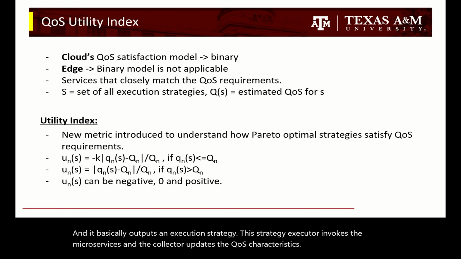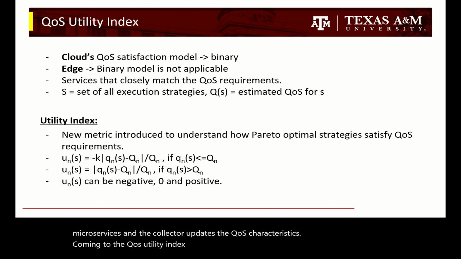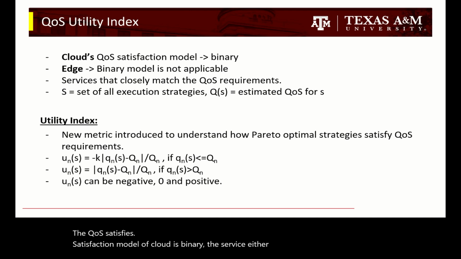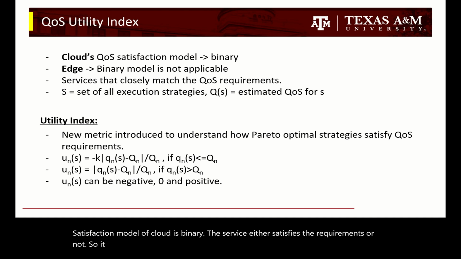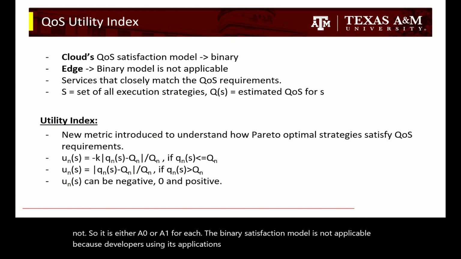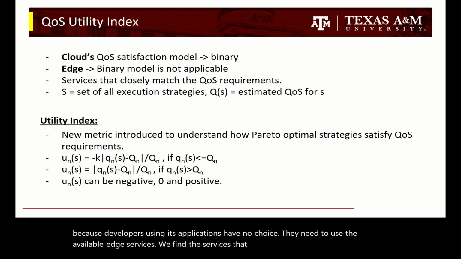Coming to the QoS utility index, the QoS satisfaction model of cloud is binary. The service either satisfies the requirements or not, so it is either a 0 or a 1. For edge, the binary satisfaction model is not applicable because developers using edge applications have no choice. They need to use the available edge services. We find the services that approximate the requirements closely.